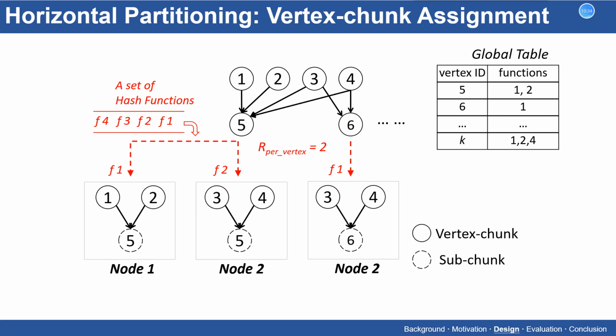Besides, to locate all subchunks of a given vertex chunk, the hash functions adopted by the vertex chunk should be recorded. To this end, GraBi maintains a table to store the hash functions adopted by every vertex chunk.